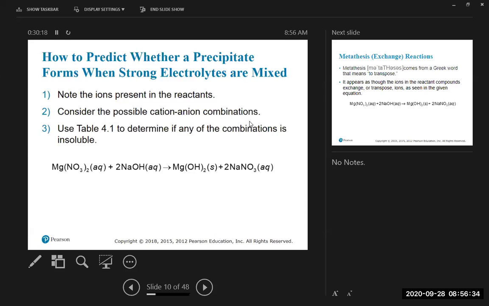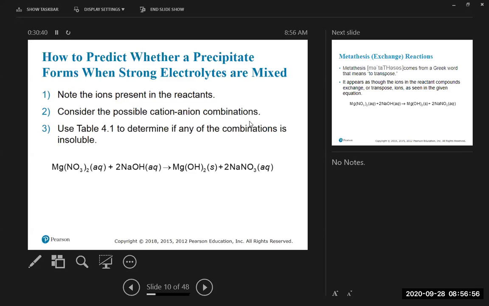Sodium nitrate was one of those things that we say is always soluble. We know sodium is that group 1 column, and so we know those like to be soluble, so the sodium and the nitrate still stay in solution. That doesn't precipitate out.